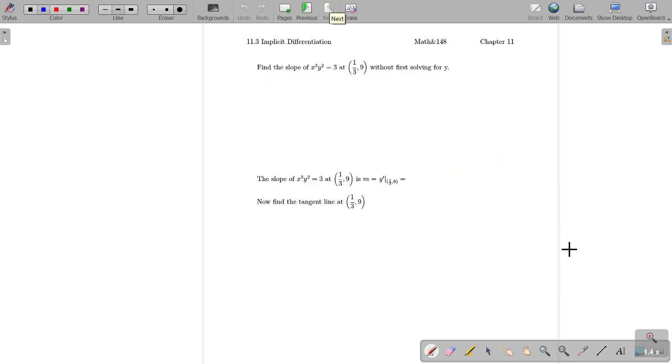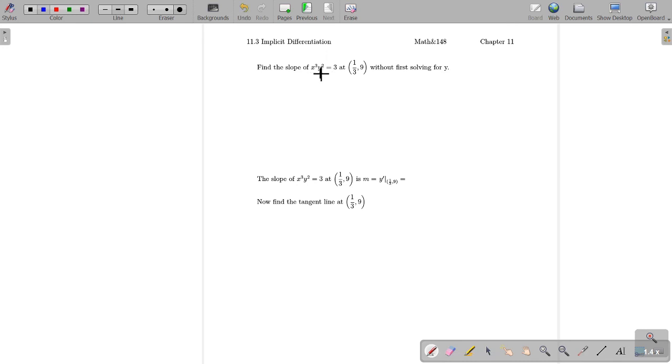Okay, let's try this one. Go ahead, take the derivative of this, and then figure out what the slope is, and then give me the tangent line. Pause the video, then come back. Okay, you should be back.